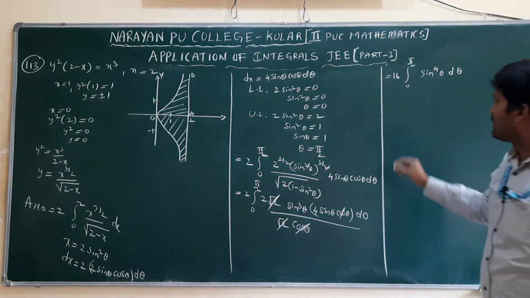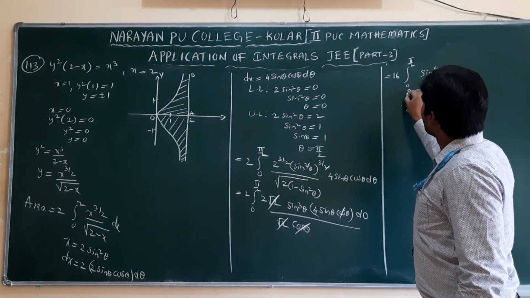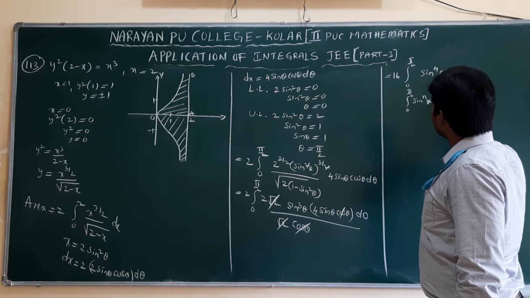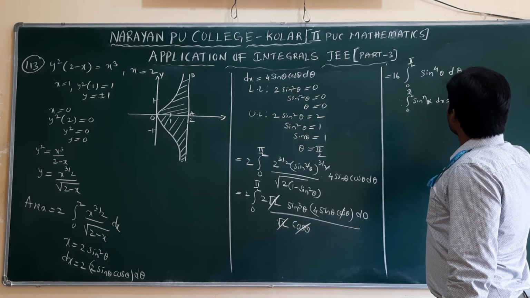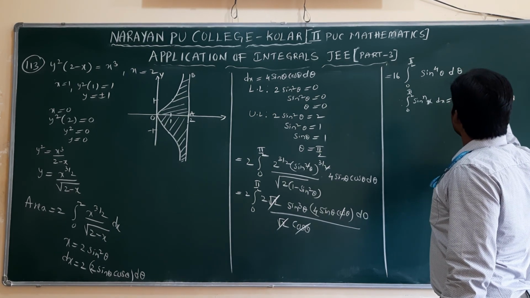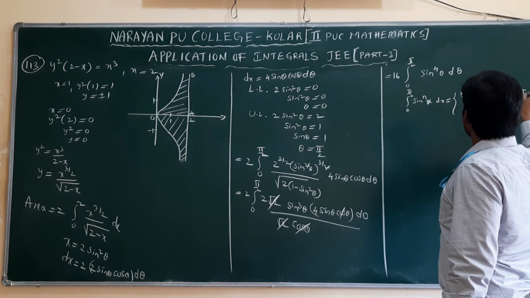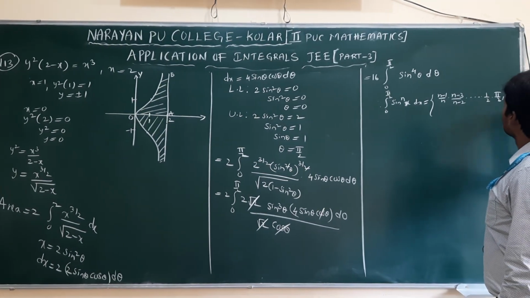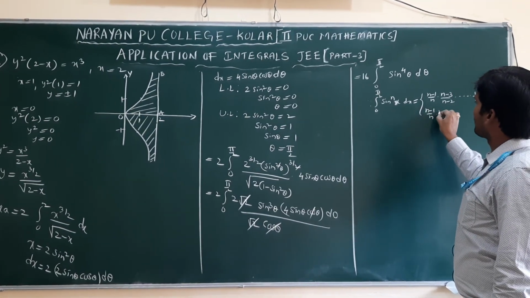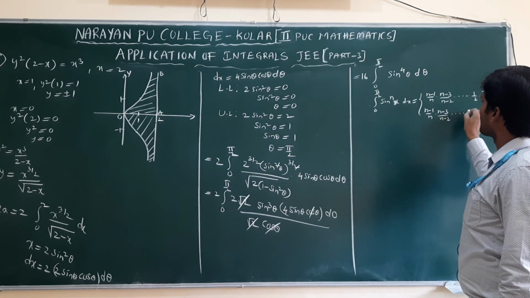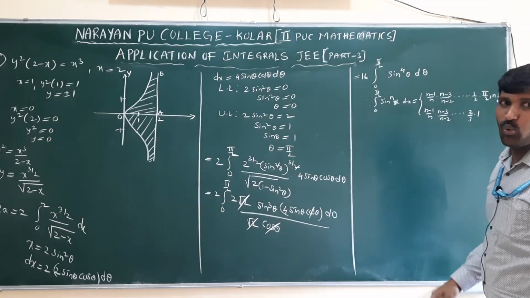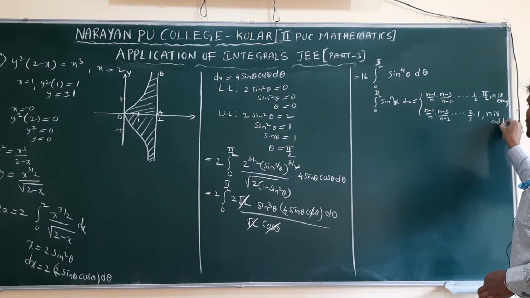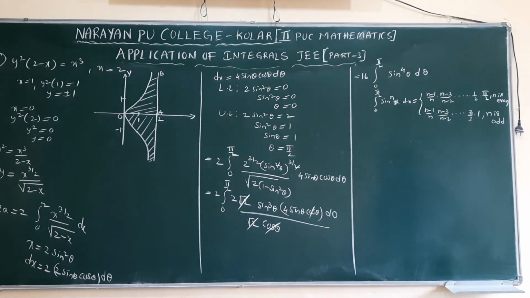We have a formula: integral 0 to pi by 2 of sin power n x dx equals (n minus 1) by n into (n minus 3) by (n minus 2) and so on up to 1 by 2. If you get 1 by 2, we need to multiply by pi by 2, where n is even. Similarly, (n minus 1) by n, (n minus 3) by (n minus 2) and so on up to 2 by 3; if you get 2 by 3, we need to multiply with 1, where n is odd. These are the 2 reduction formulas we gave in the definite integrals chapter.